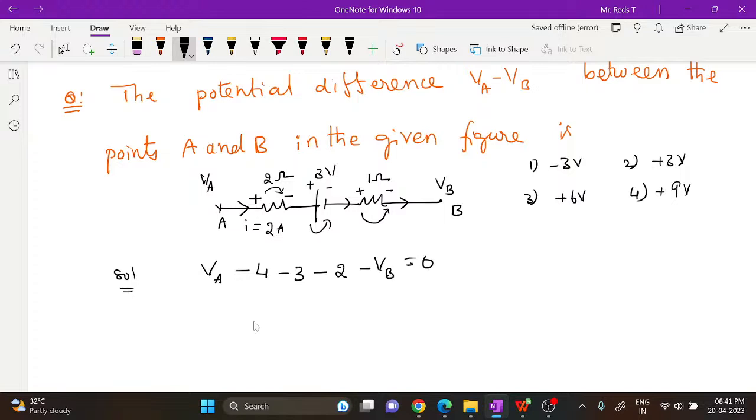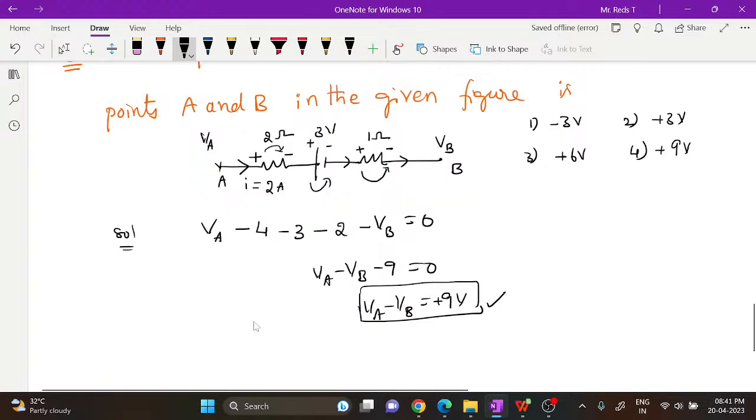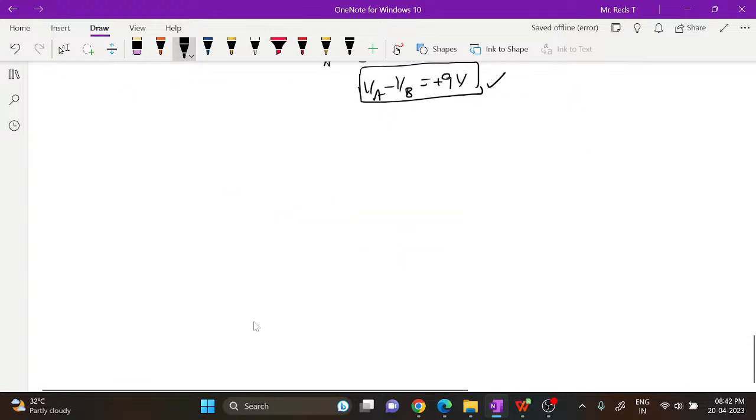This is how you have to write the Kirchhoff's voltage law equation. Now on simplifying, minus 4, minus 3, minus 7, then minus 2, minus 9, so VA minus VB, and a few more. Next, let me give you another related question.